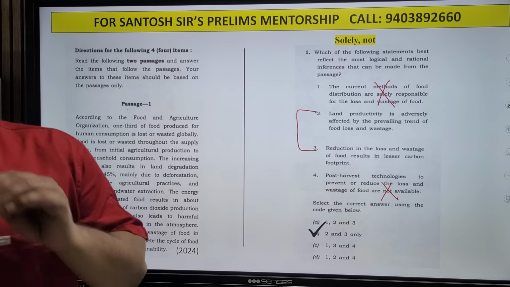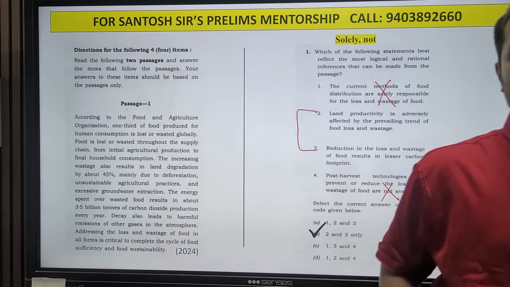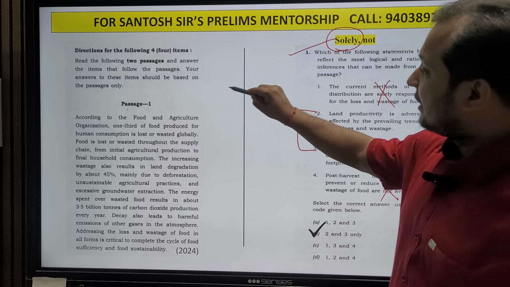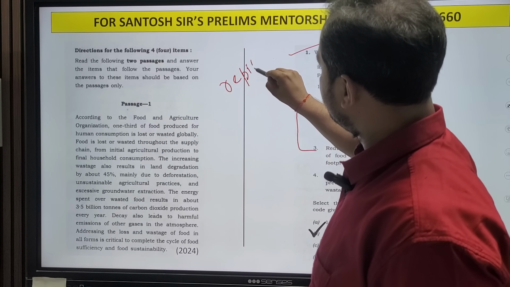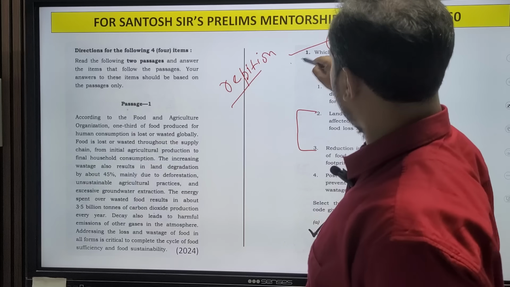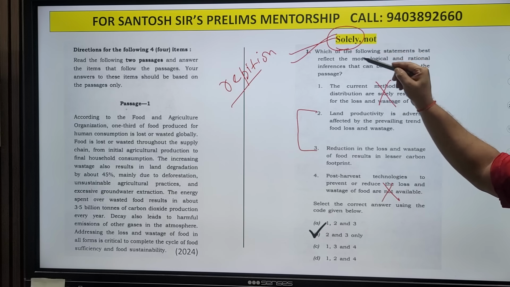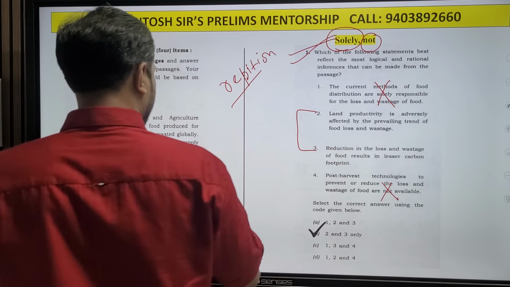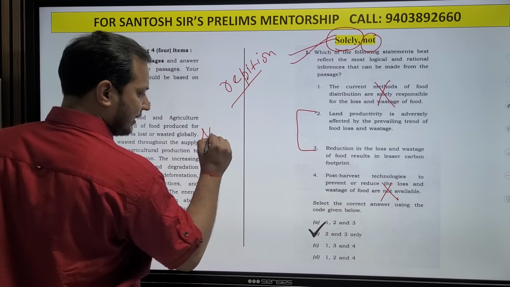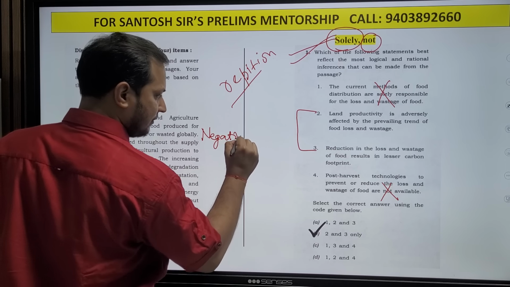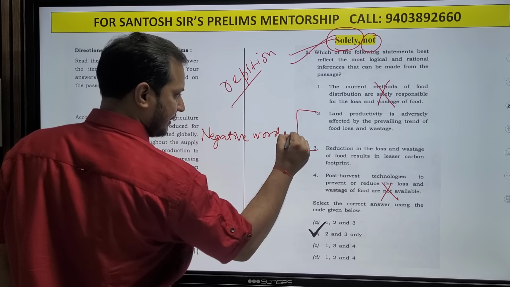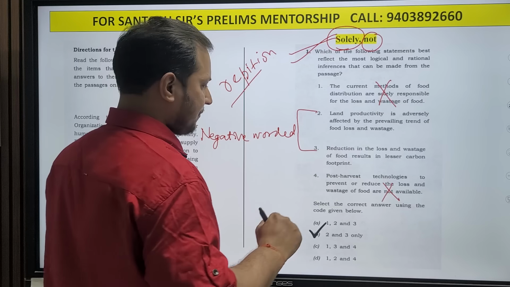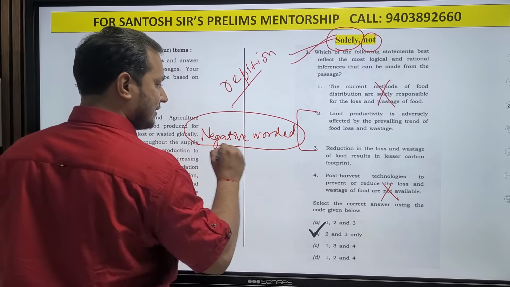Okay, so what did we learn today? First, look for the extreme word solely. Solely is one word which comes up repetitively. Multiple passages have this word solely. And second is not. Always, guys, generally if you come across a negatively worded statement, it is not done, it is not possible, it is not available, generally those statements are what?